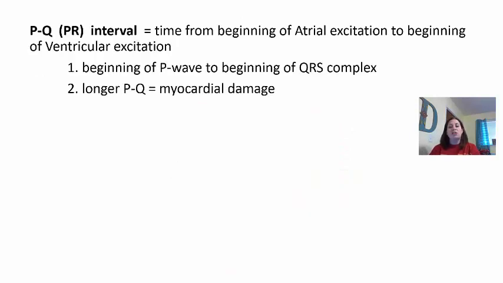So when we take a look at our normal EKG, we saw that there is a section between the P and the Q. This is going to be called the PR interval. This is the time from the beginning of the atrial excitation, where the atria get excited, to the beginning of when the ventricles get excited. So the beginning of the P wave to the beginning of the QRS complex. If you have a longer PQ interval, it could be due to myocardial damage. That's something that could have happened. You might have had previous heart attacks or scarring of the heart or something like that.